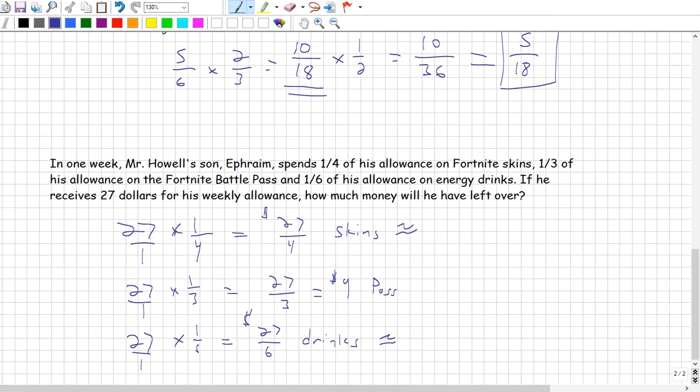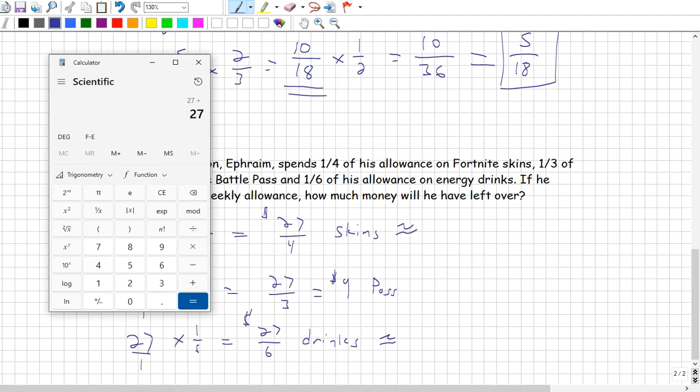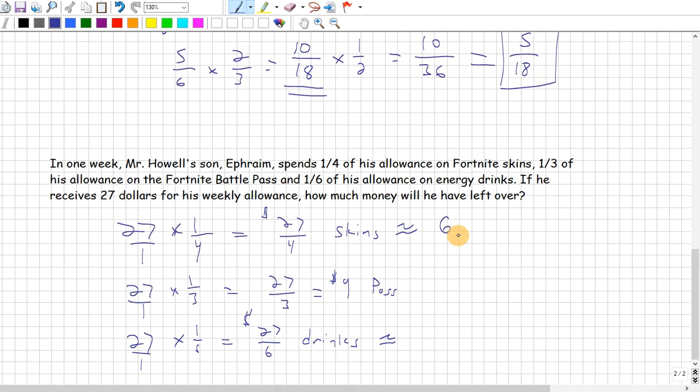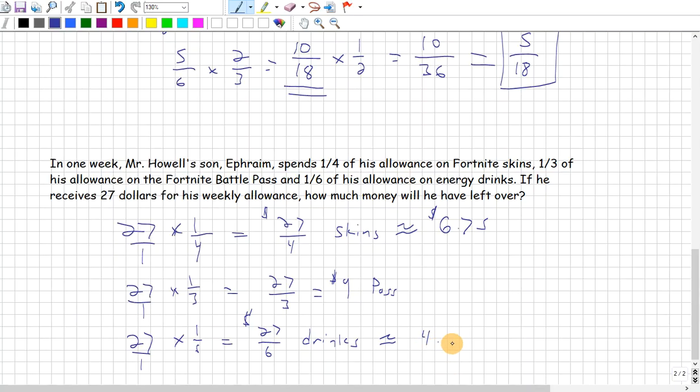To decimals. Because this is all just dealing with money. And I'm going to be subtracting it from 27 anyways. I want the final amount in money, in a decimal amount. And we should be able to convert between decimals and fractions anyway. So 27 over 4, or divided by 4, is $6.75. That one's just $9. That one's simple. And then 27 divided by 6 is $4.50. That is how much money he spent on energy drinks.